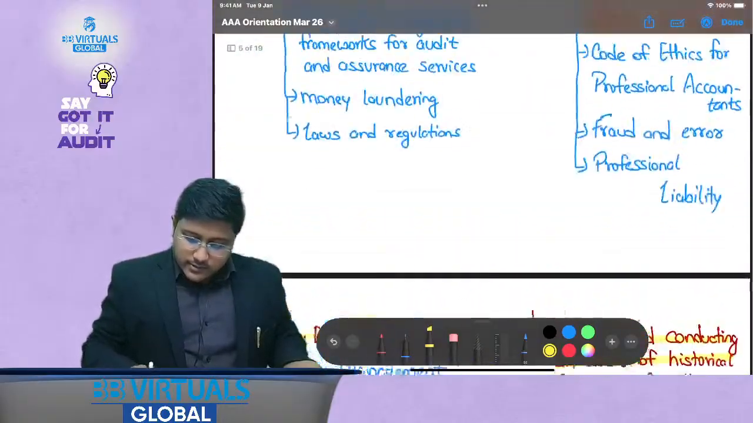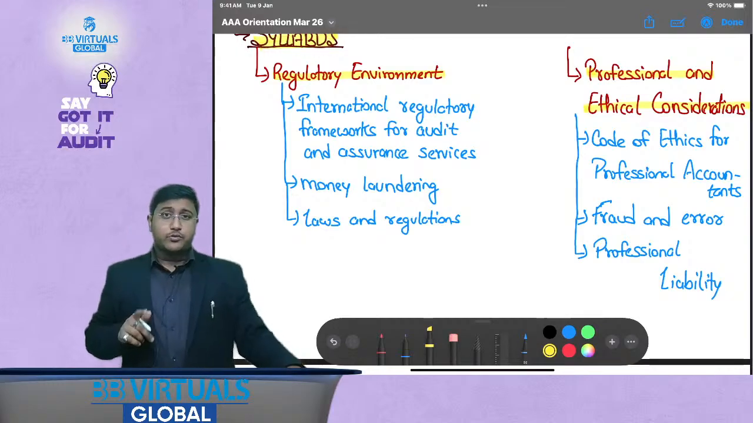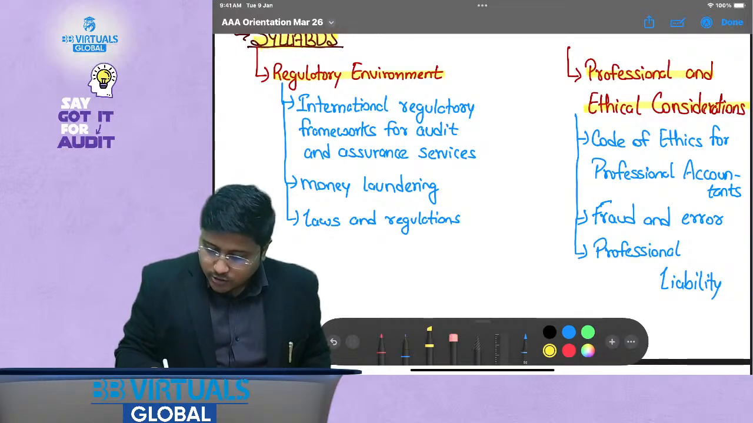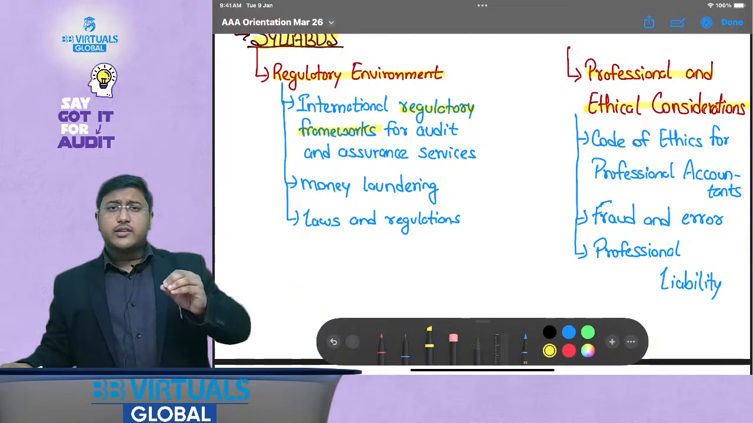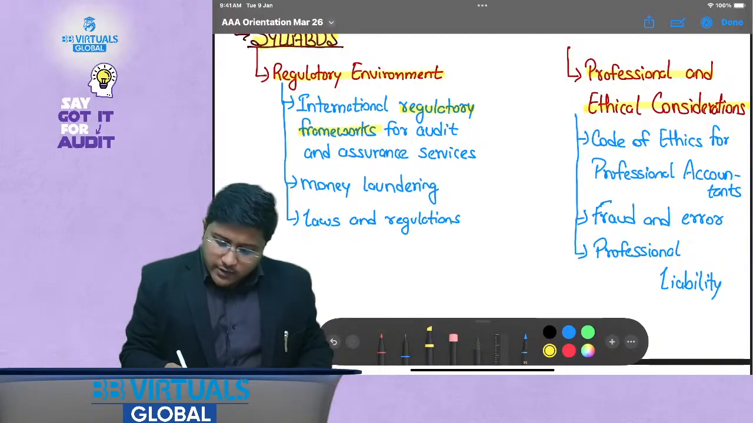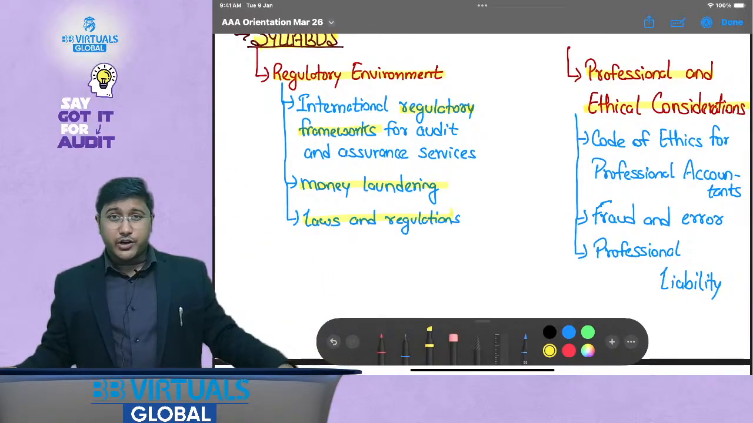Now let's discuss these particular syllabus items. When I talk about the regulatory environment, this majorly talks about the regulatory frameworks like the IFAC discussion, various types of organizations that are there. Then we discuss money laundering. We discuss laws and regulations, that is ISA 240, 250, all of that.